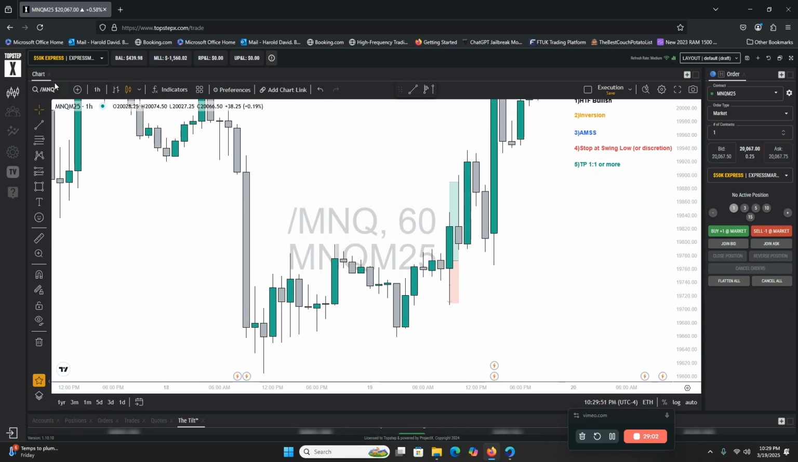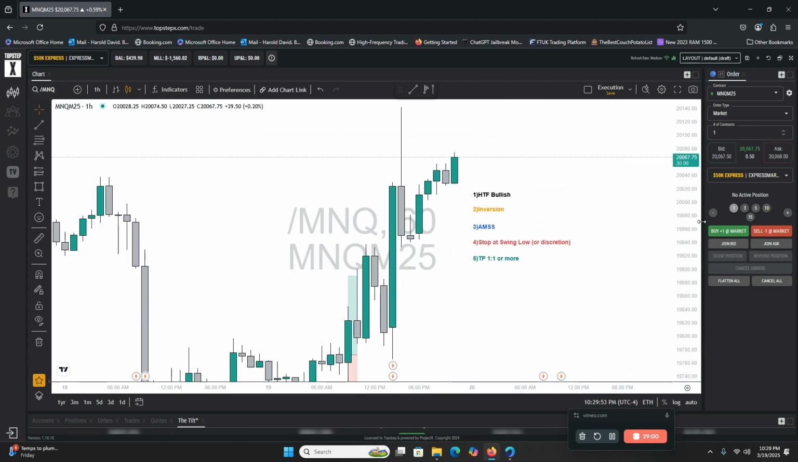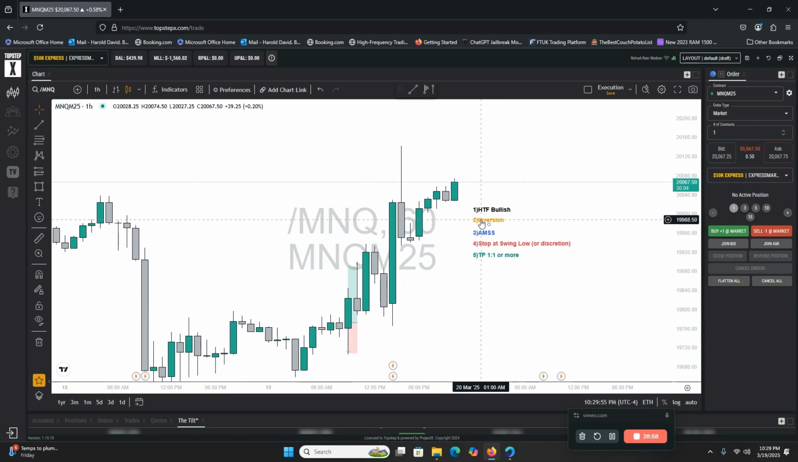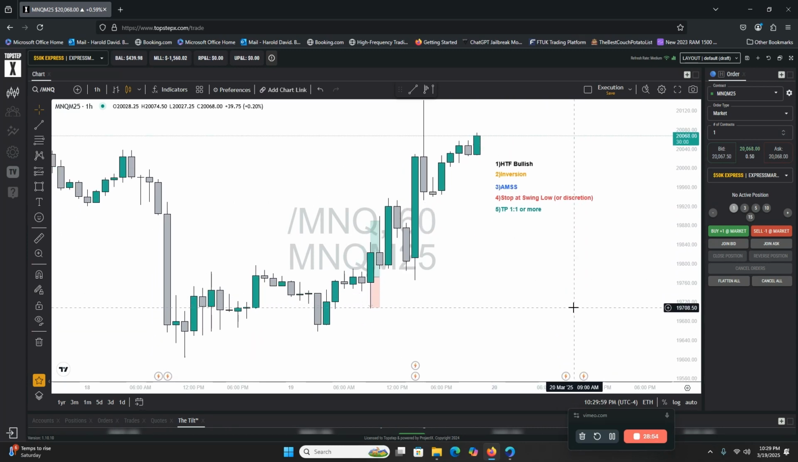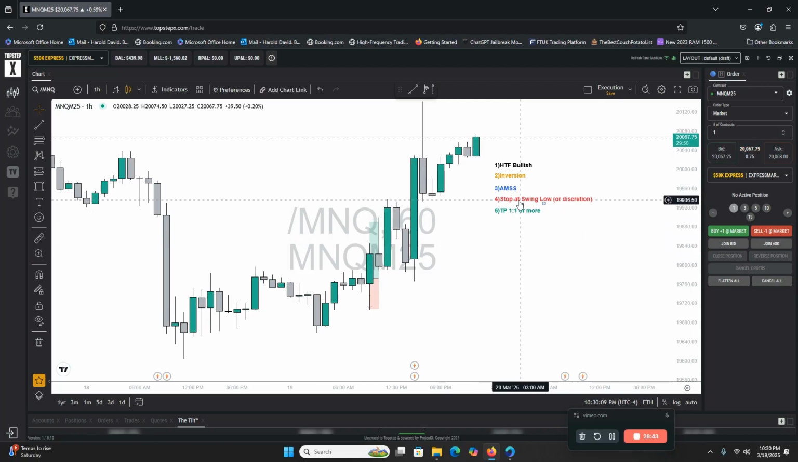Now, that doesn't necessarily mean we're going to go up and fill that fair value gap every time we encroach on it, right? But we're going to look for our signals, our key signatures, the inversion and the advanced market structure shift at key time periods like the macros and the silver bullet hour. So we establish our higher time frame. We're looking for our inversion advanced market structure shift to add extra confluence. We're going to put our stop at the swing low or at your discretion, take profit 1 to 1 or more. We jump down to the 1 minute time frame.